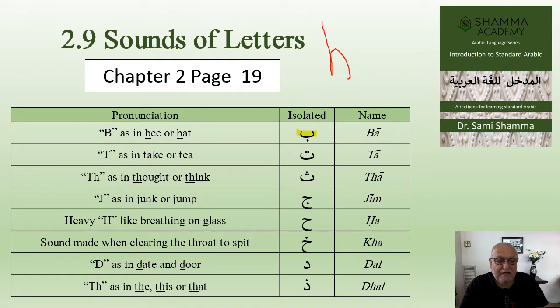b, like in bee or bat. It's exactly similar to the English. Third letter is t. It's similar to the English T, as in take or tea. The fourth letter in the Arabic language is the letter th, as in thought or think. Next, we get the letter j, as in jam, junk, or jump.